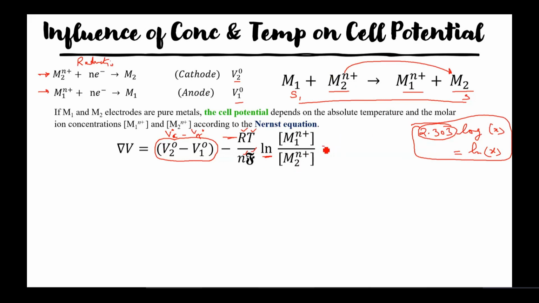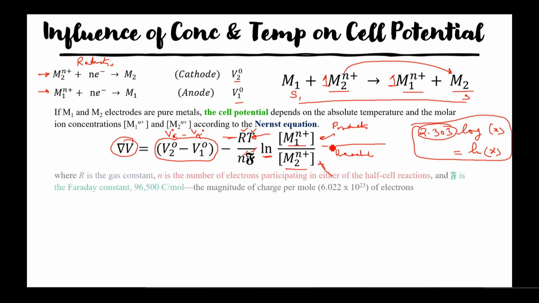Now you have products over here, और प्रोडक्ट्स में आपके पास एक ही आयन है which is M1n+. इसकी कंसंट्रेशन आप लिखेंगे to the power 1 क्योंकि इसके number of moles 1 है. Similarly in the reactants you would write the number of moles of M2n+, और उसकी पावर भी 1 होगी क्योंकि M2 के भी number of moles 1 है. Once you solve this, you can find out the corresponding voltage for the cell at the respective temperature and concentrations of the solutions.